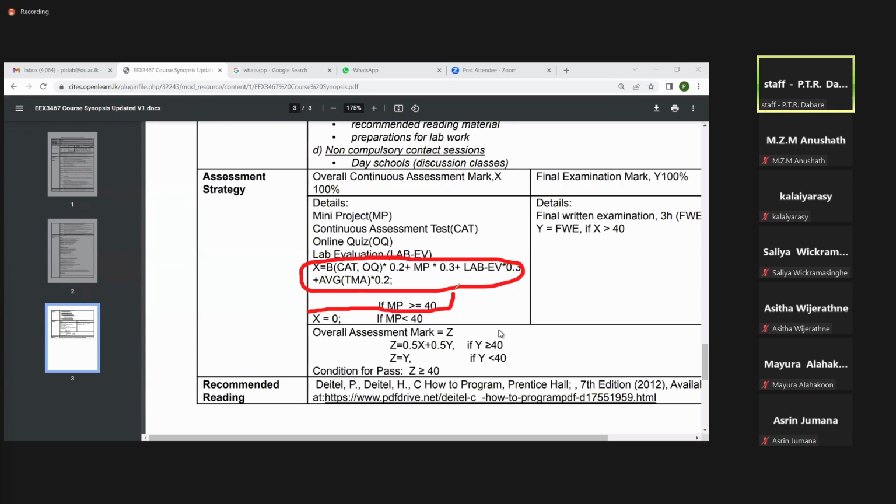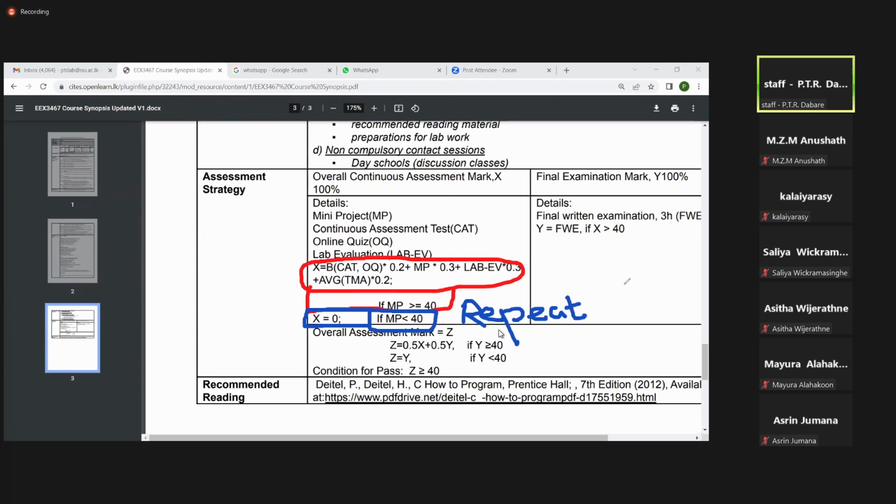Keep this in your mind, please take it down if you will forget: only if mini project is greater than or equal to 40. Otherwise, if you get less than 40 for the mini project, your continuous assessment mark will be 0. That means you are considered a student who will have to repeat this course next year.